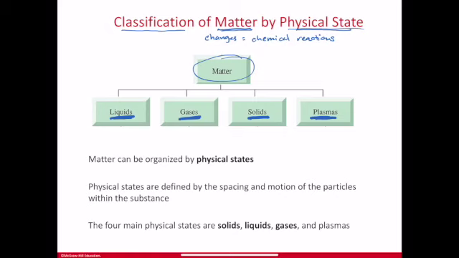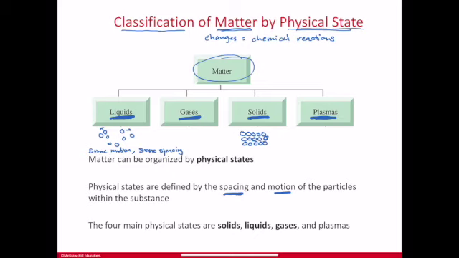So physical states are defined by the spacing and motion of the particles in that substance. So solids are very close together and have no motion, okay? Maybe just some vibrational motion. Liquids are still relatively close together, but because there is some motion, there ends up being some spacing. So these particles start to move apart from each other as they would have started as a solid.